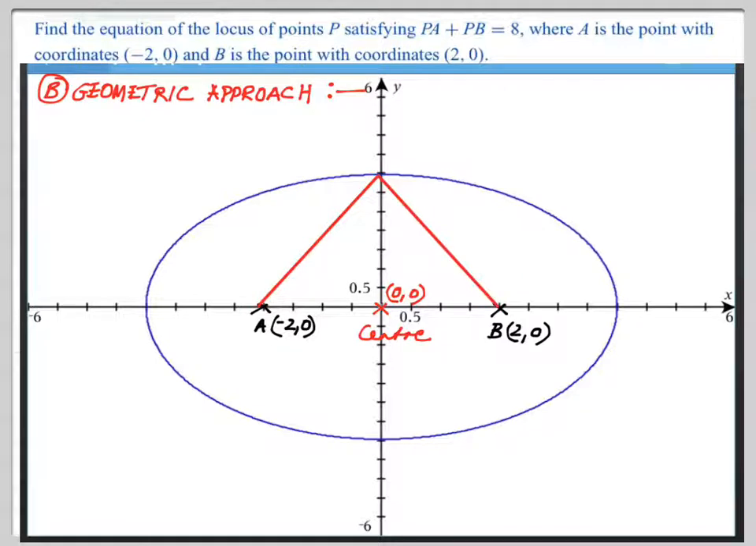Now, here's my geometrical approach. I'm going to do a symmetrical approach because it makes life so easy. There's P for you and me. Now watch this, guys. Watch this. I've got to show you this little proof here. You don't need to do this every time, but I'm about to show you that, see that PA plus PB equals 8?